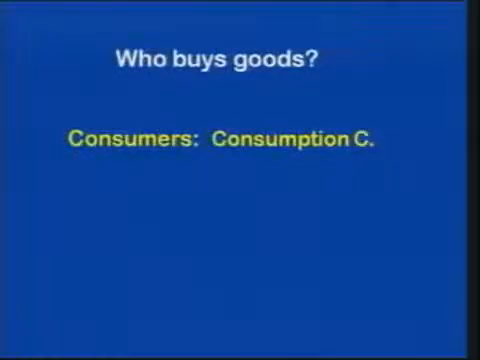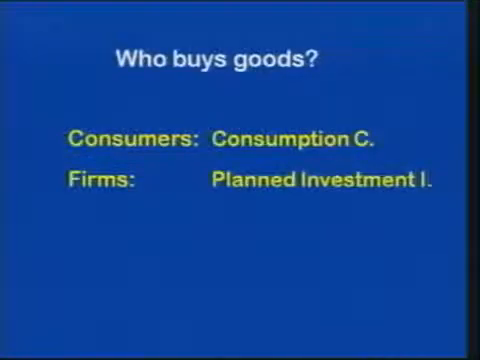Okay, so we've got a closed economy with no government. And so there's only two entities that can buy goods in the economy. Consumers buy goods. We buy goods because we want to consume them. That's final use of the good. But also firms buy goods and services in the current economy as a way of building up their productive capacity so that they can produce more goods and services in the future.